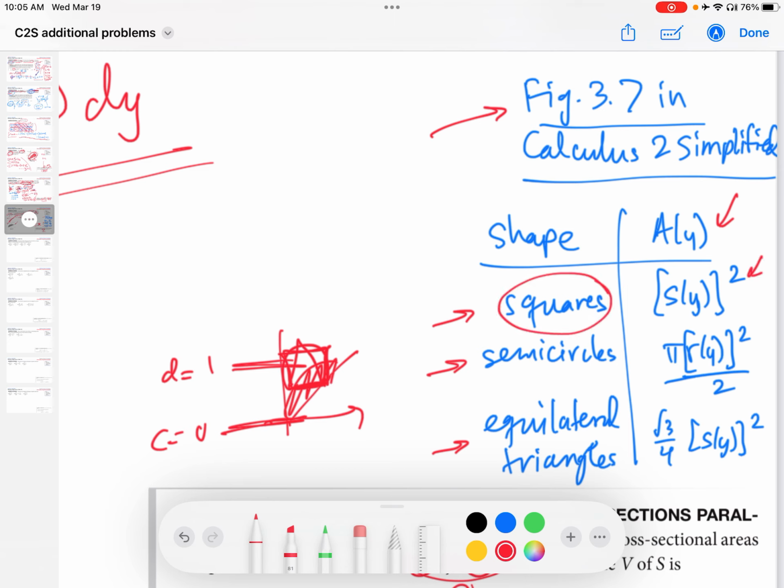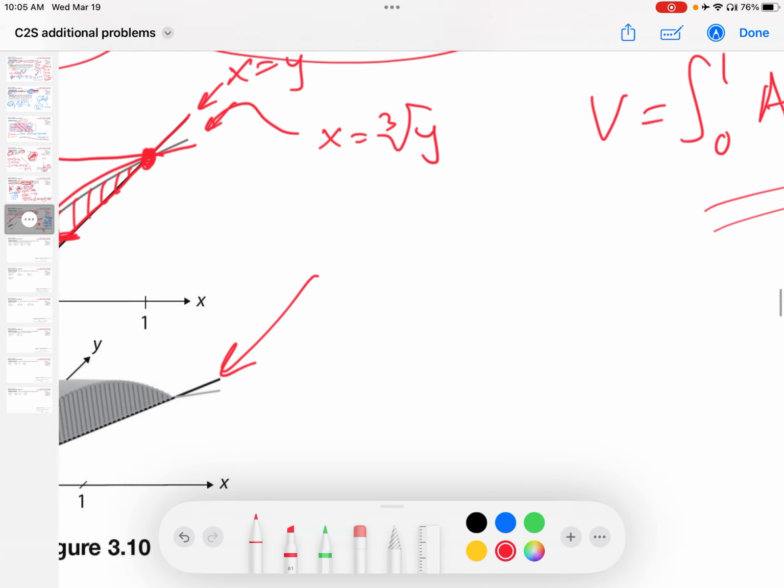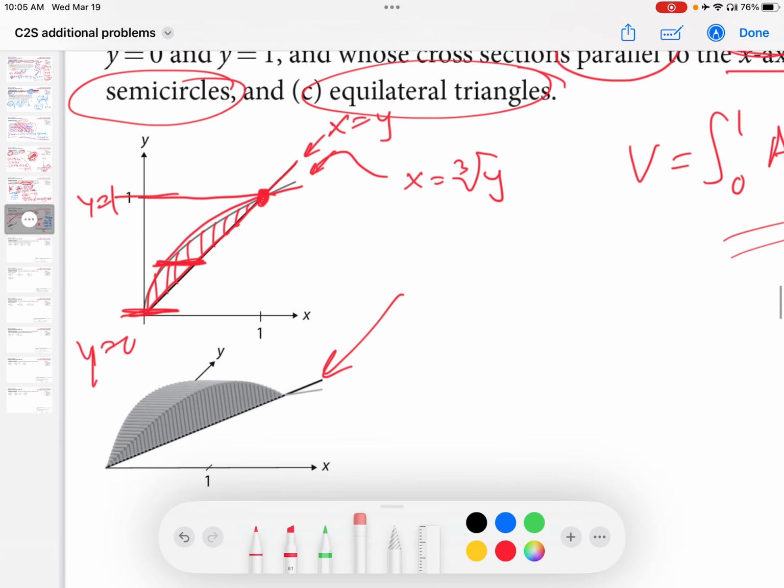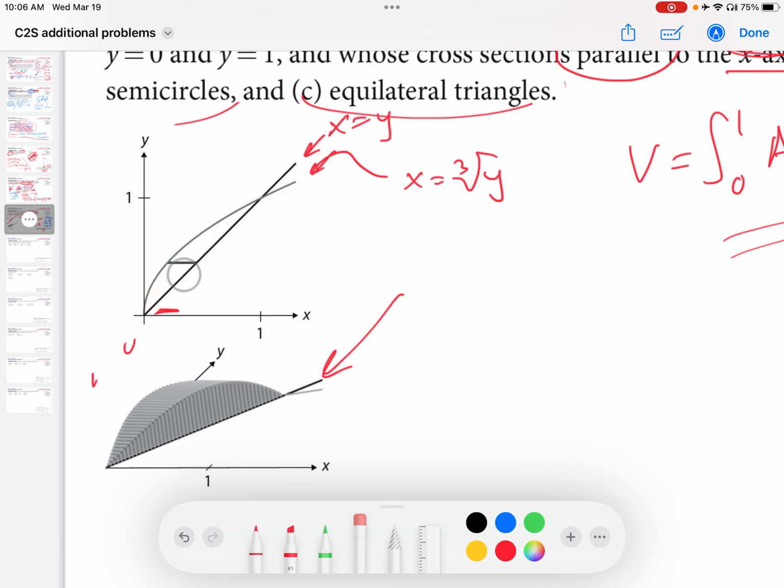What is s of y? Well, s of y in this case refers to the width of this infinitesimal rectangle. So this will be s of y. Now that we know A of y is s of y squared, let's go back to our region and actually calculate s of y, because we have some formulas for the functions here.